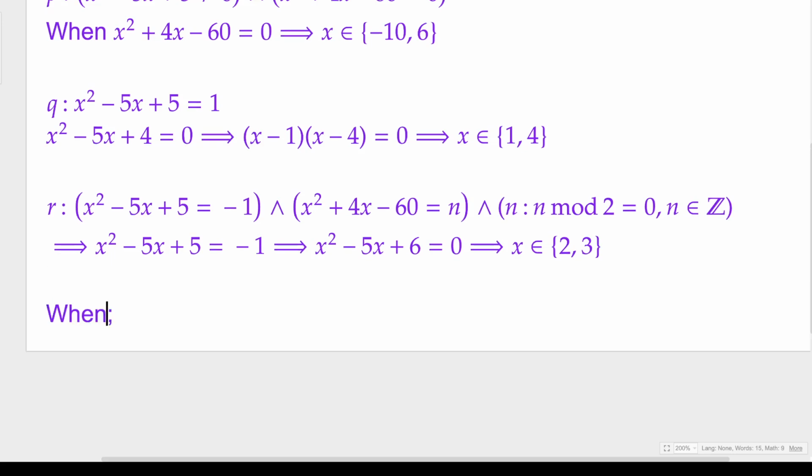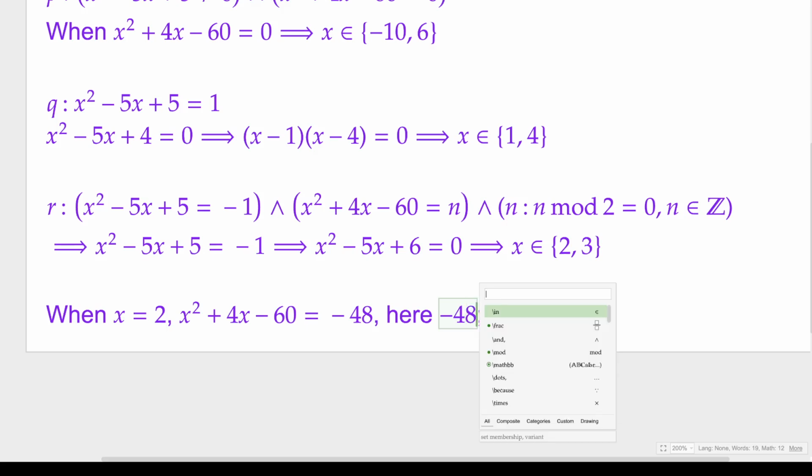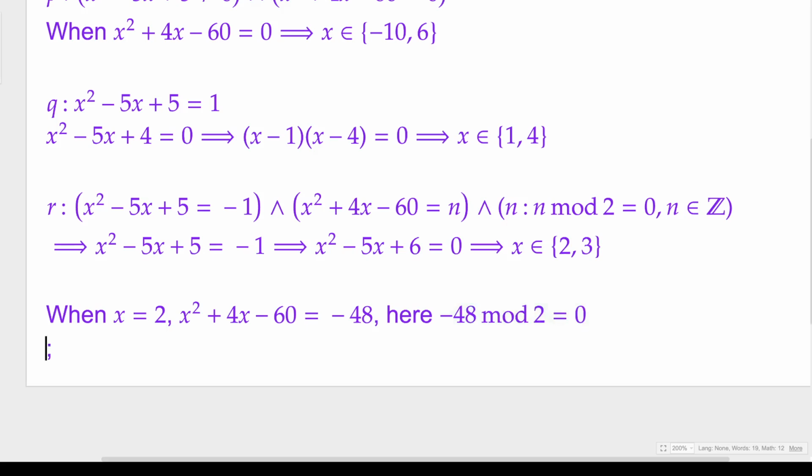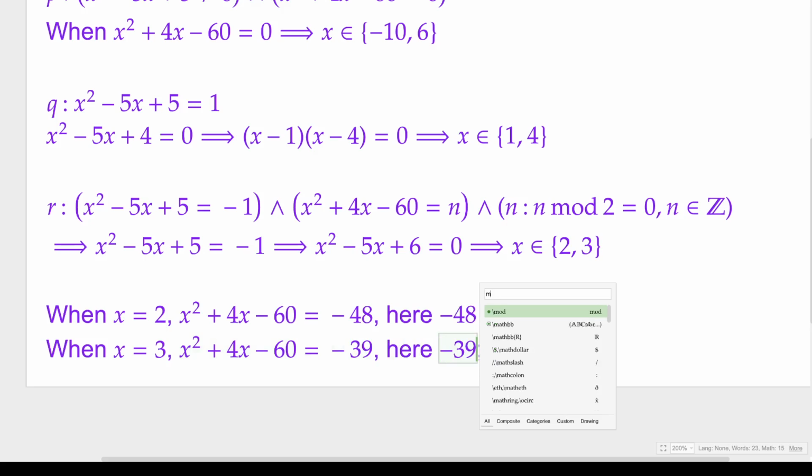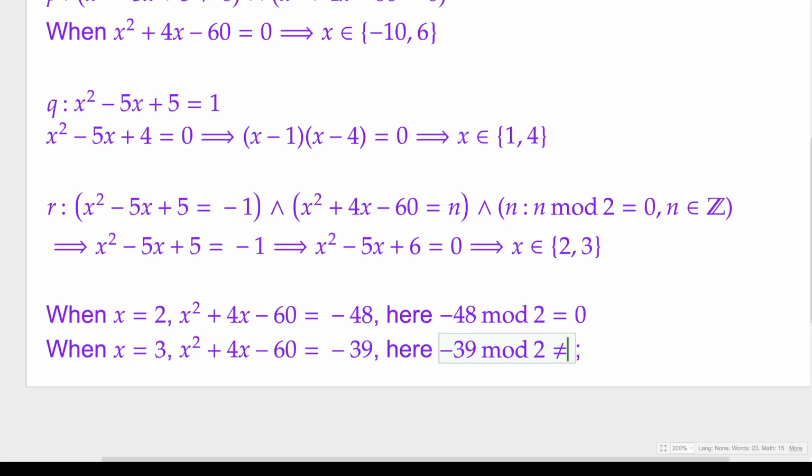Now let us check. When x is equal to 2, for the expression x² + 4x − 60, on substituting 2 over here, this will result in negative 48. And if you check here, negative 48 when divided by 2, the remainder is indeed 0. So the value 2 is acceptable over here, right? Now when x is equal to 3, the expression x² + 4x − 60, on substitution of 3, will result in negative 39. Here we can check that negative 39 when divided by 2, the remainder is definitely not equal to 0.